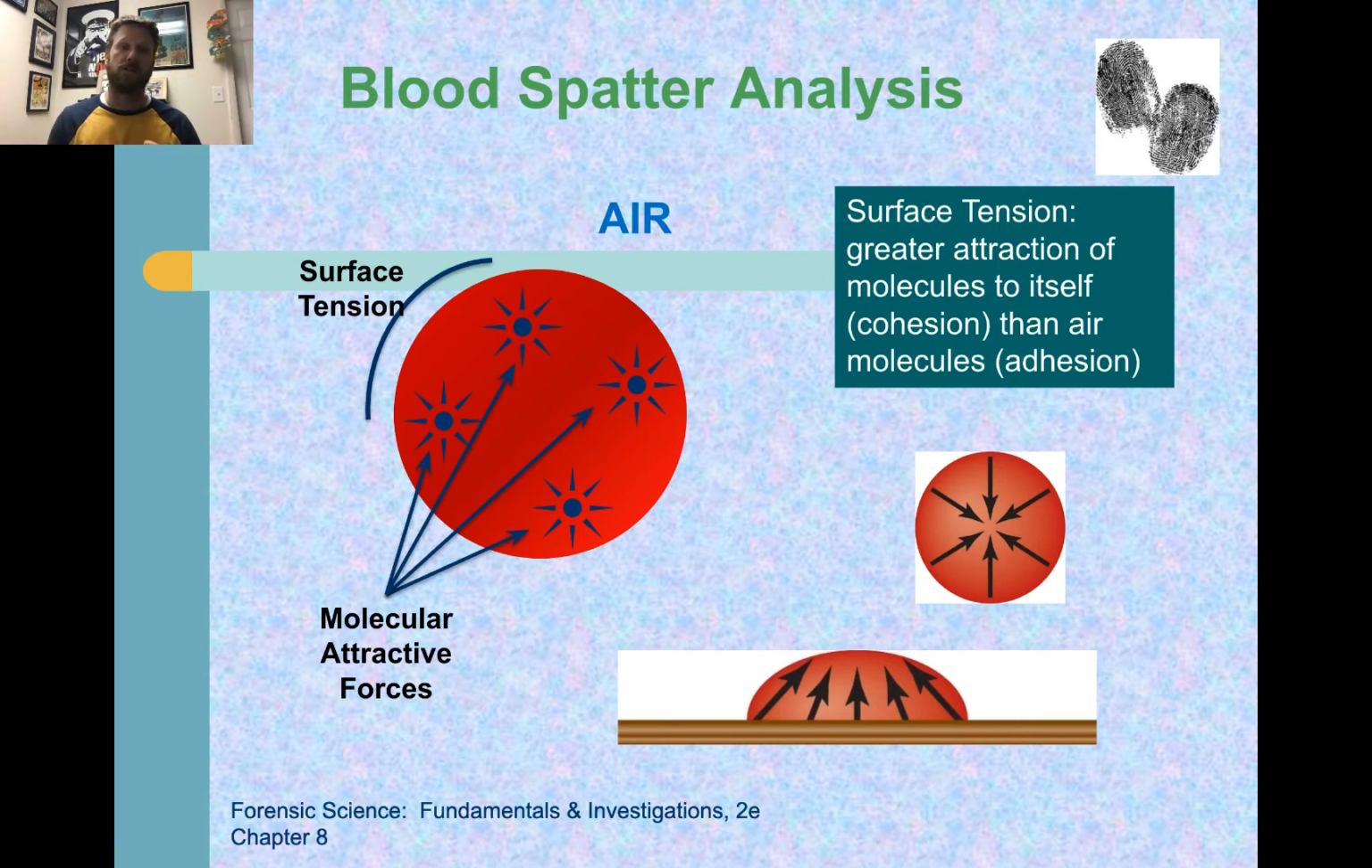It's the same thing you see when you have a nice wax car and you are washing it. The water beads up. Water molecules are more attracted to each other than they are to that wax surface of the car. So blood drops actually, when they fall through the air, are spherical, not in a teardrop shape.